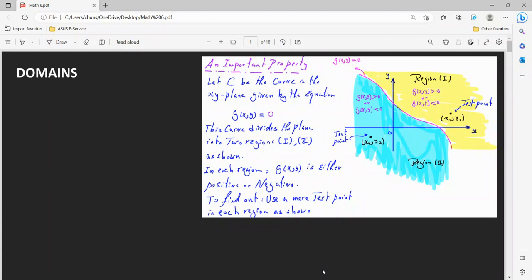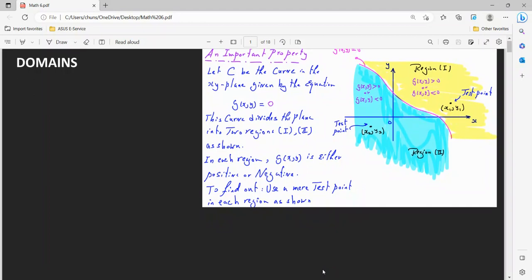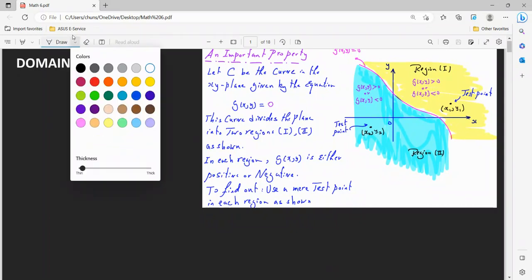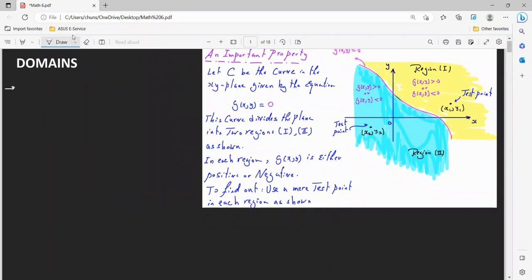Okay, so the first thing that I'd like to open up with is how we can use domains when we're talking about multivariable functions. So we want to use domains to find non-permissible regions of functions.